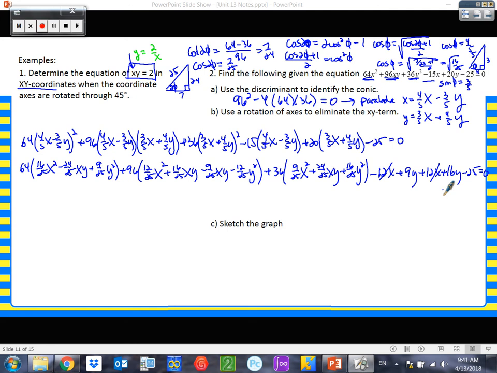So let's do that. I'm going to multiply through by 64, and I'm going to get 1024 25ths x squared minus 1536 25ths xy plus 576 25ths y squared.